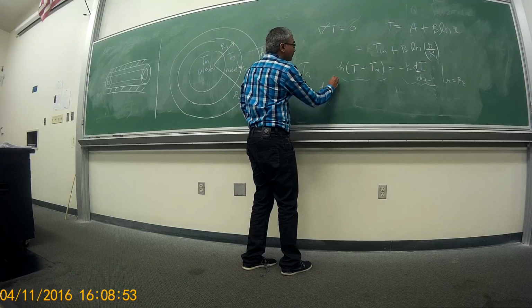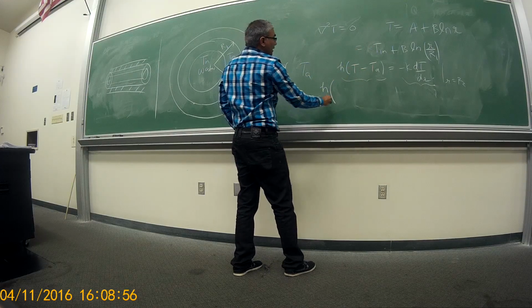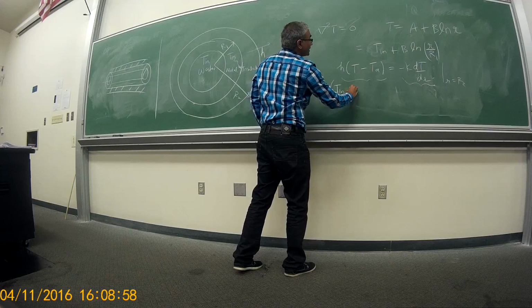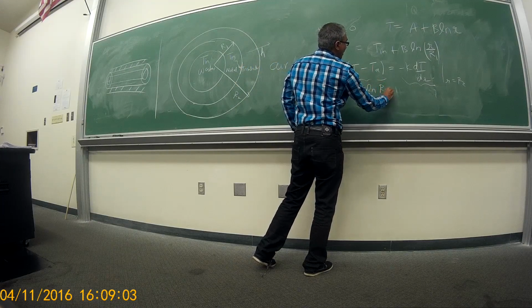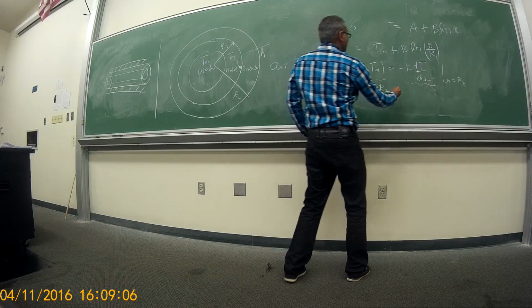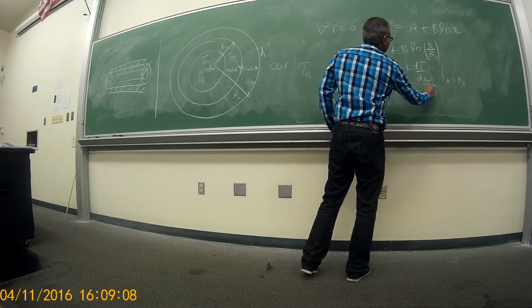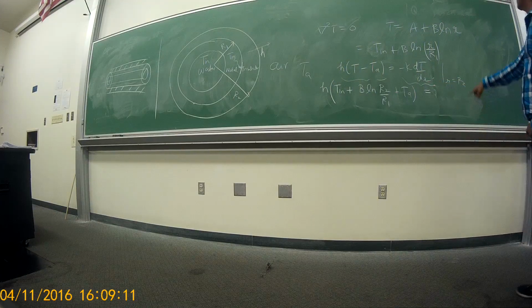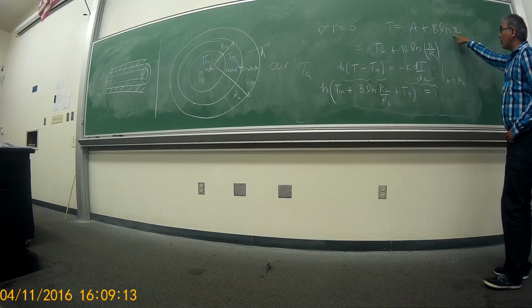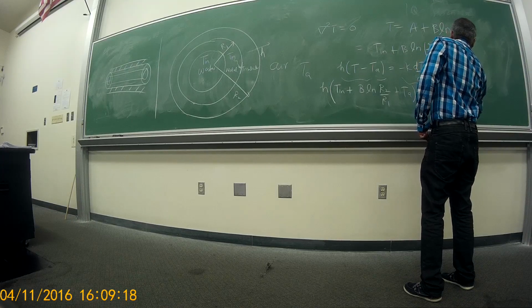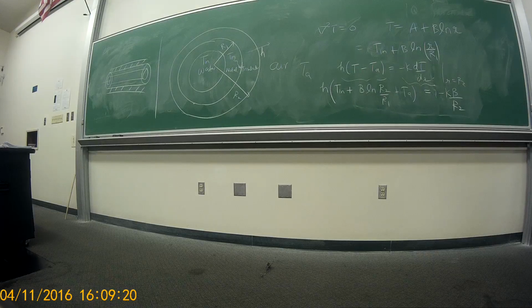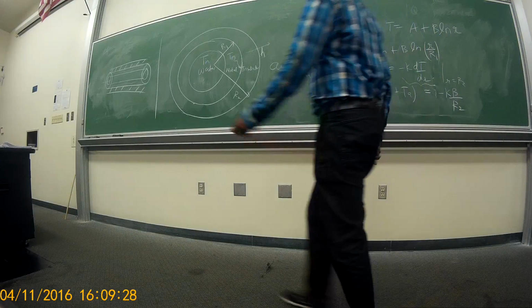So you get H times T, but T is going to be T in plus B log R, so log R2 over R1, minus T air, equals minus K dT dR. But dT dR you can see is going to be B over R, so minus K B over R2. Right? Okay, so therefore we have an expression for B.